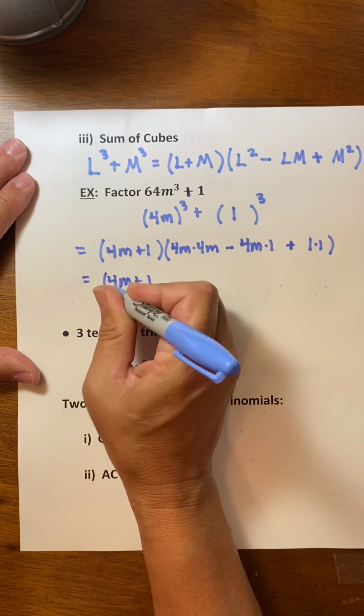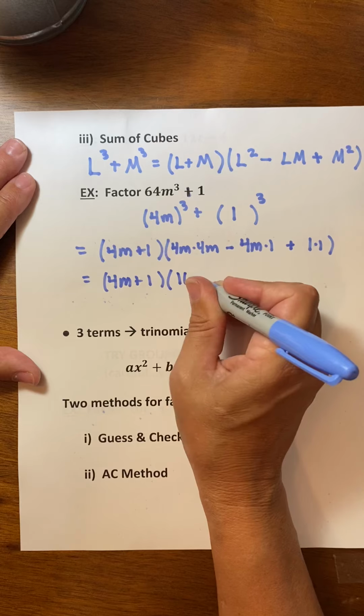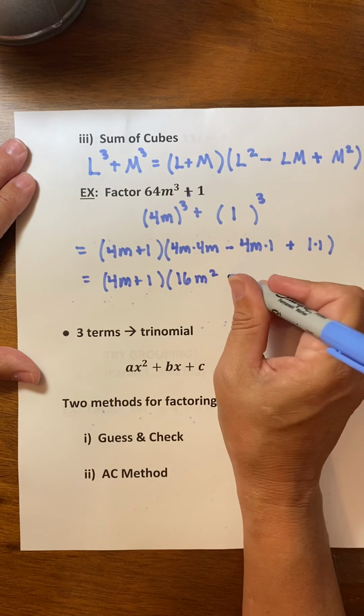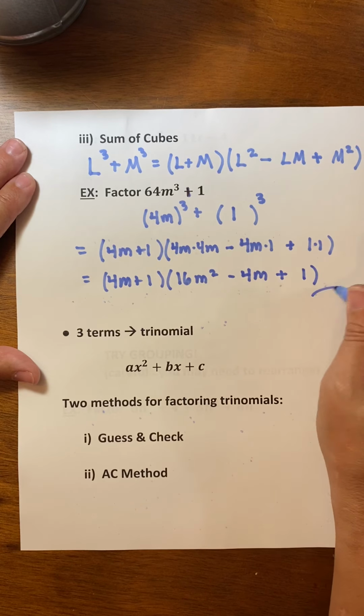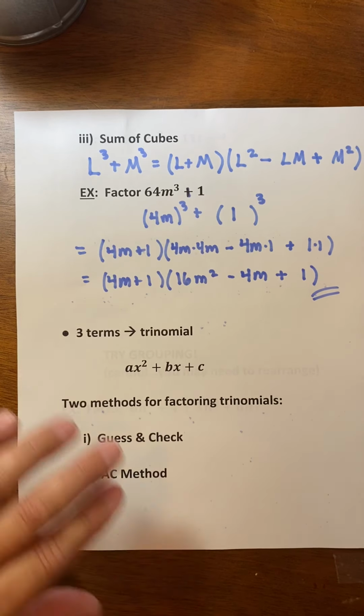4m plus 1 times 16m squared minus just 4m. 4m times 1 is just 4m, and 1 times 1 is 1. You can always check all of these.